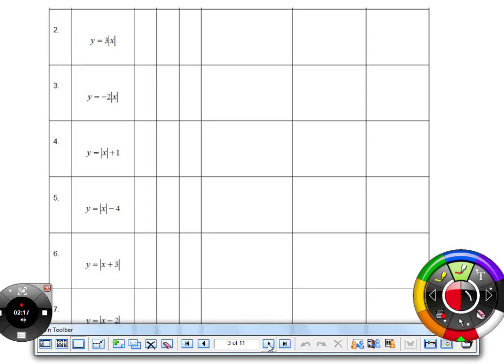So when we look at something like number 2, what are you guys going to fill in for the a, h, and k values? What's the a value going to be? 3. What's the h value going to be? 0. And the k? 0. Okay, so go ahead and write those in.